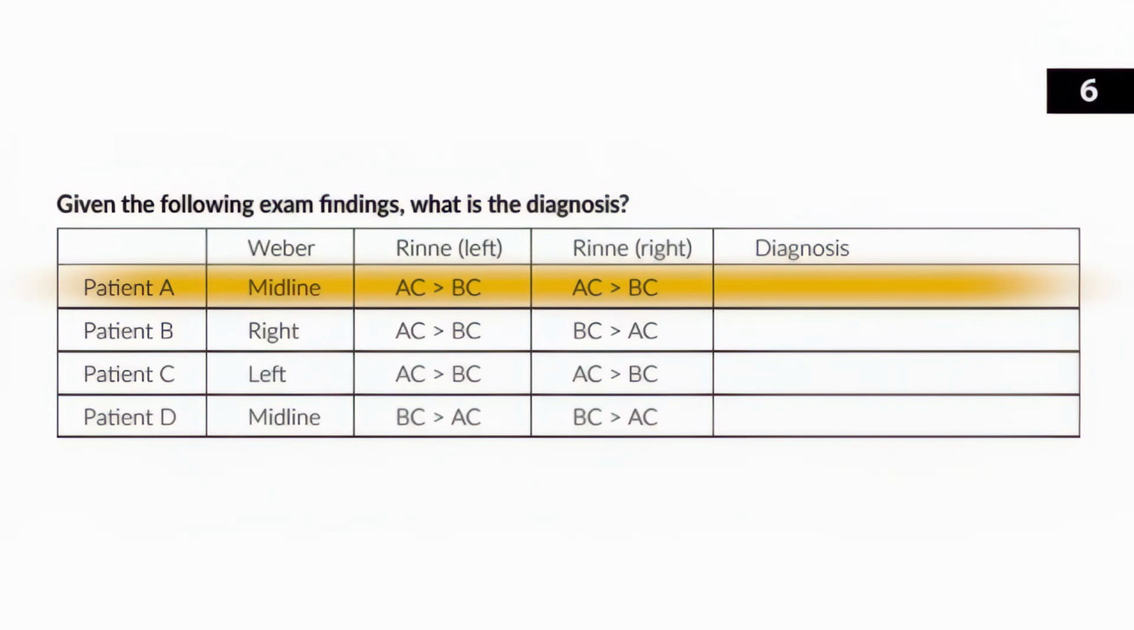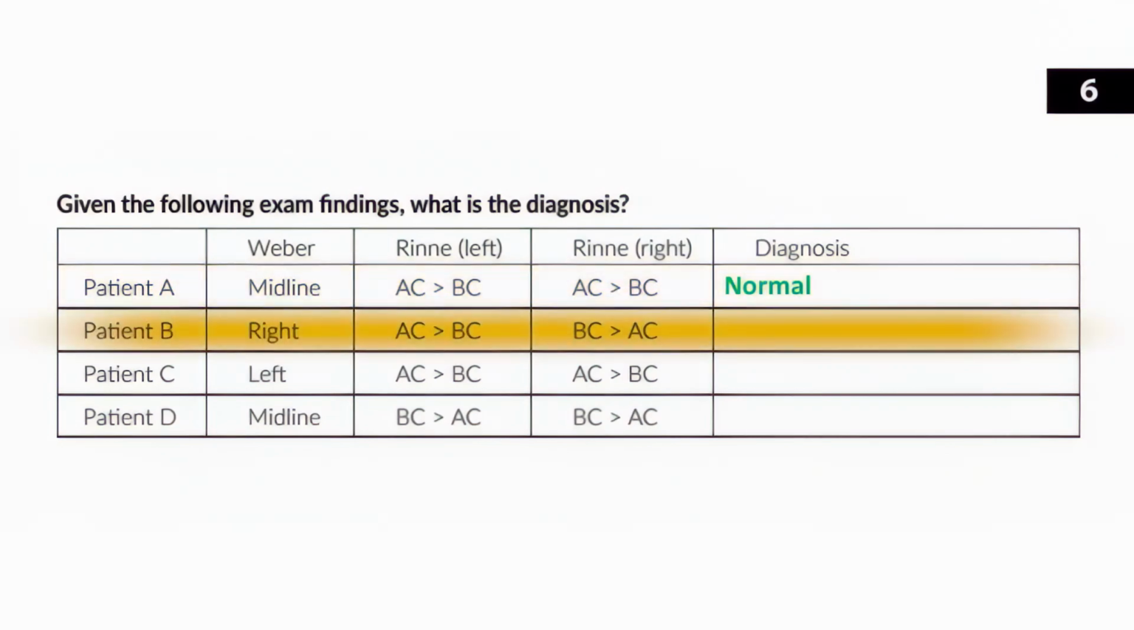And air conduction is greater than bone conduction in both ears, so that's normal. So the diagnosis here is normal. In patient B, the test is normal on the left with air conduction greater than bone conduction. But in the right ear, bone conduction is greater than air conduction. That's a huge flag that something's going on with the right ear. This indicates conductive hearing loss in the right ear.